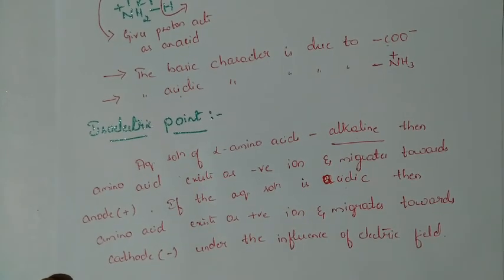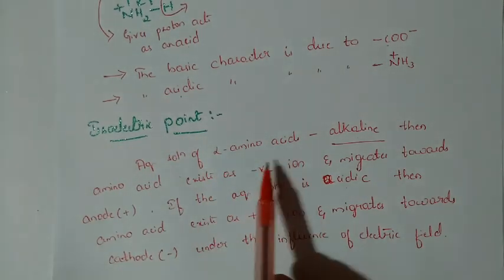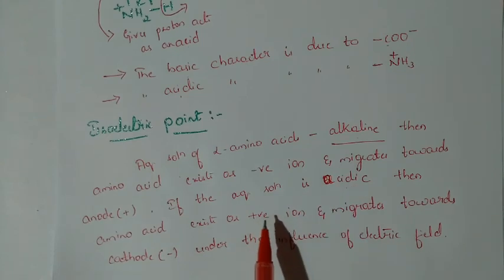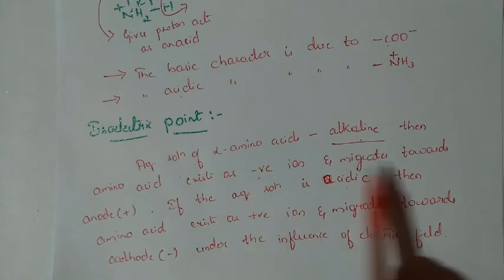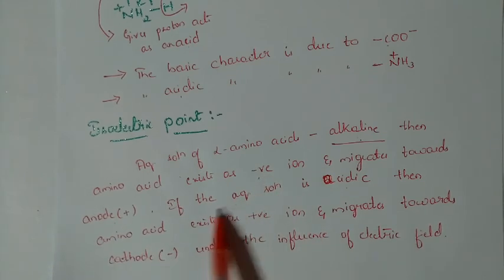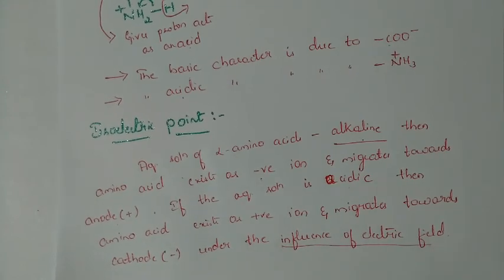Under the influence of an electric field. I hope it is clear. So now, what is this isoelectric point? We'll discuss. In an aqueous solution of alpha amino acids, if the solution is slightly alkaline, then it exists as a negative ion and migrates towards the anode. If it is acidic, then it is a positive ion and migrates towards the cathode. And all this will happen under the influence of an electric field.